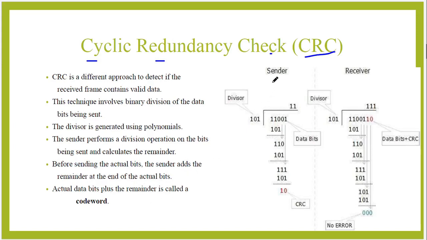Let's see the example. The divisor is 101 and the data is 11001. After simplifying, the remainder is 10. This is the CRC. The receiver gets the message after adding it, 1100110, and divides. After simplifying, the remainder is 0. There is no error.